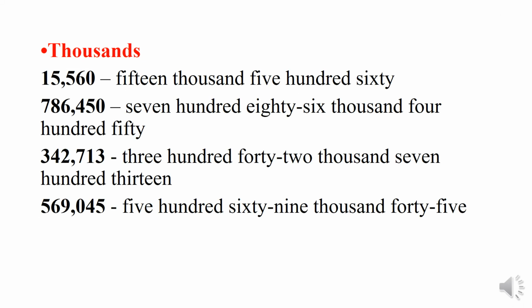Let's see thousands. Here, when we have two numbers before the comma and three numbers after the comma, it means here we are in thousands, from one thousand up to 199. In English we will say 15,560. And when we have three numbers before the comma and three numbers after the comma, we have reached hundreds of thousands.